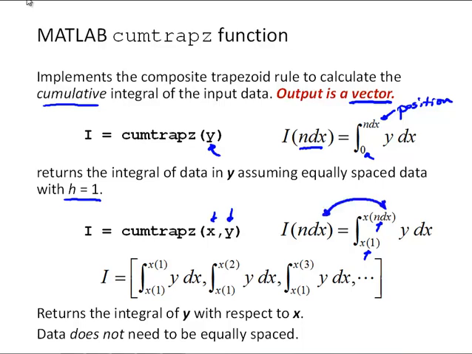So what that output vector is going to look like is the first element would be the integral from x1 to x1 of y dx, which of course is going to be equal to 0. The next one would be from x1 to x2 of y dx. The next one would be from the limits of x1 to x3 of y dx, and so on all the way to the final one, which would be still a lower limit of x1 up to x end. And again, for cumtrapz, the data does not need to be equally spaced.